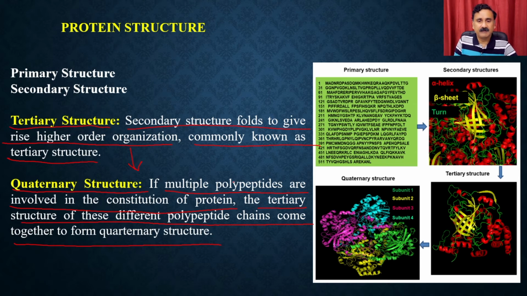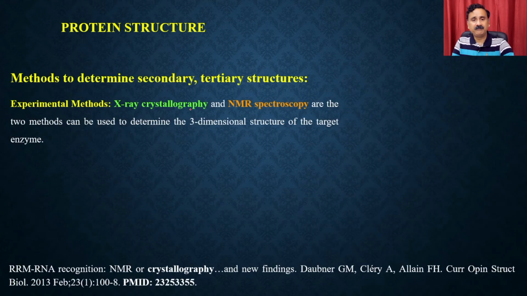Now, as we discussed the methods to determine the primary structures, the Sanger's method and the Edman degradation method, we would also like to discuss the methods to determine the secondary or tertiary structures. So, what are the methods to determine the secondary or tertiary structures? There are two approaches. One is to use experimental methods. Among the experimental methods, there are two methods.